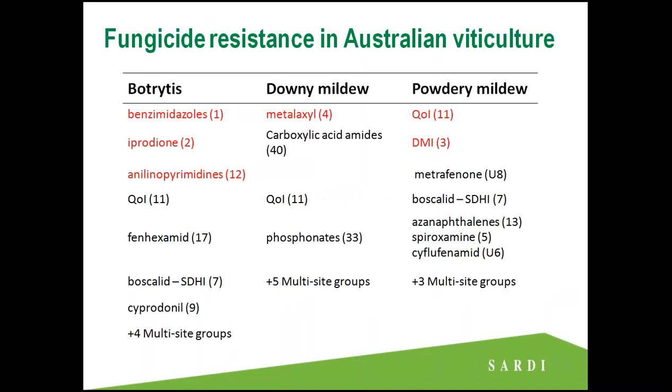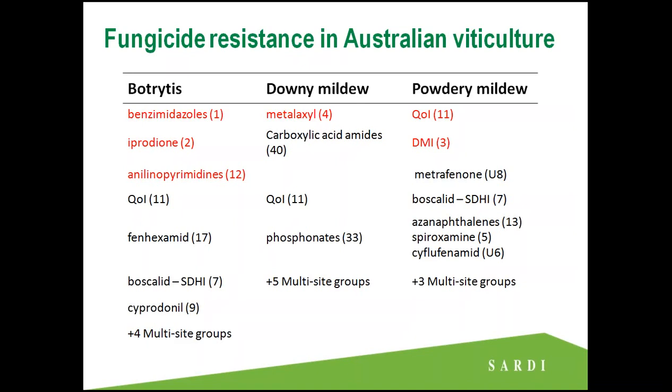So before this project started, here is a brief snapshot of the fungicide groups where resistance had been detected. For the benzimidazoles, group 1, iprodione in group 2, and aminopyrimidines in group 12, resistance had been found in Australian vineyards to these fungicide groups for Botrytis, metalaxyl for Downy Mildew, and there had been reports of QOIs and DMIs to powdery mildew. However, the QOI resistance story is interesting because that's only been based on genetic results, not on actual field tests or actual tests in the laboratory, only genetic results. And genetic results can only give us so much information.